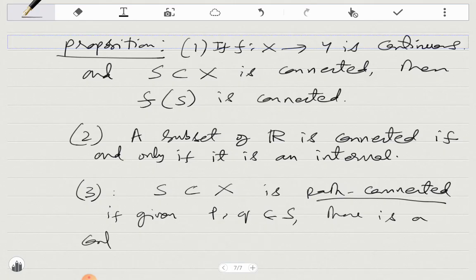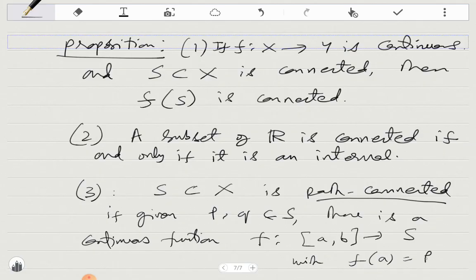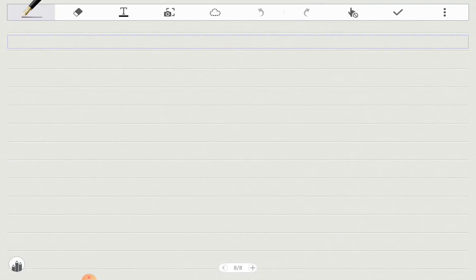there is a continuous function f from a closed interval [a, b] to S with f of a equals P, f of b equals Q. Such a continuous function f is called a path between P and Q.